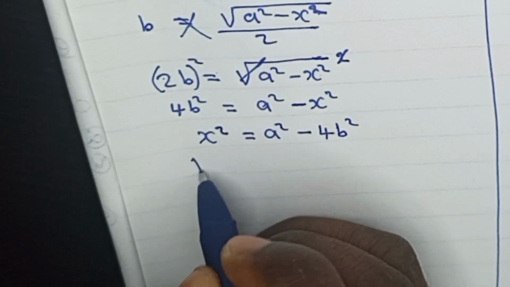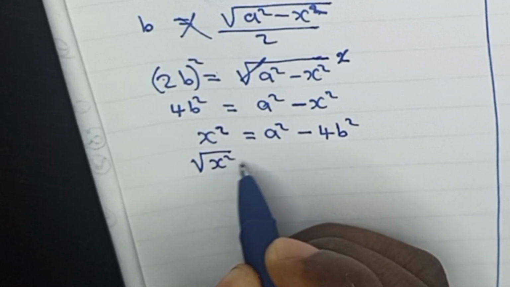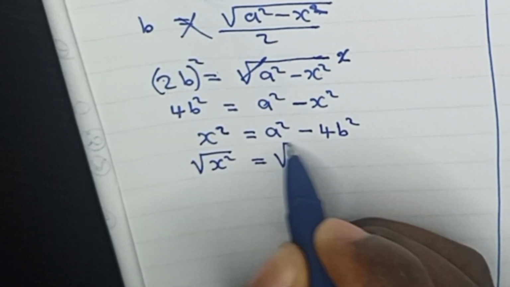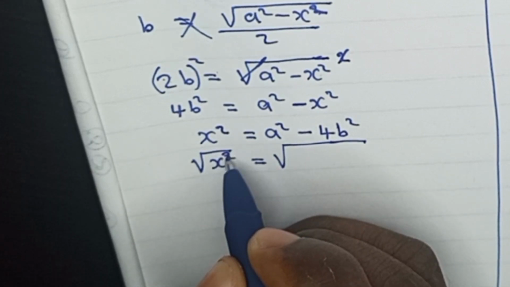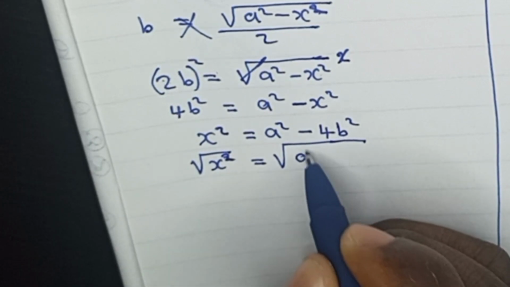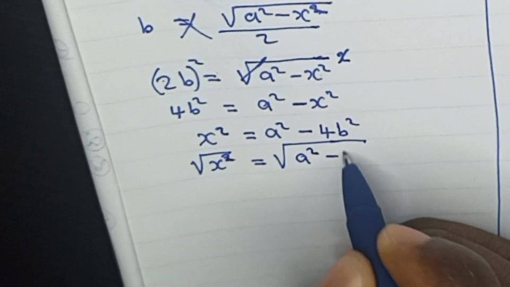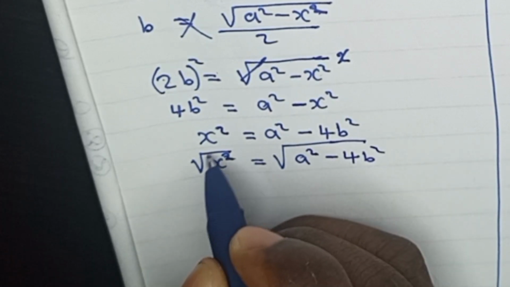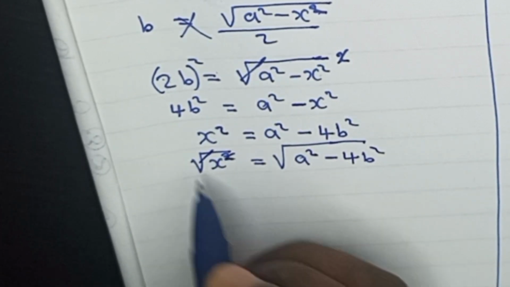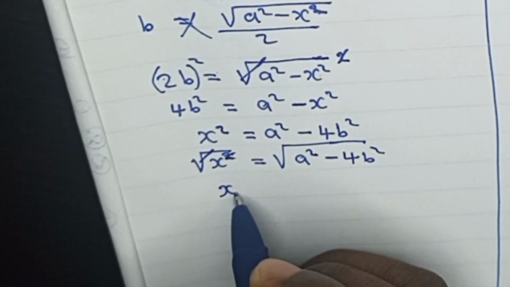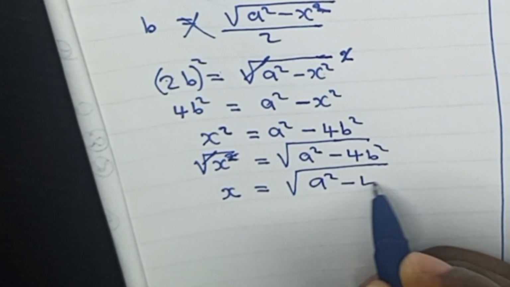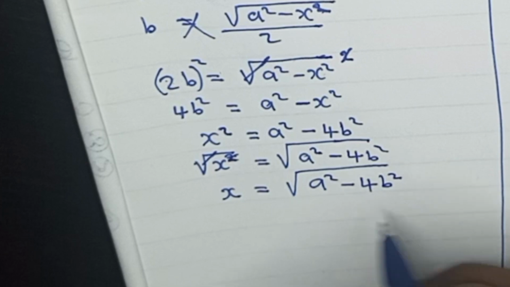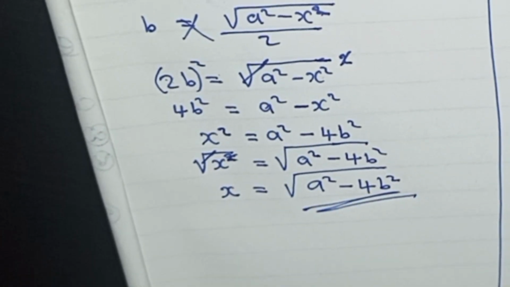So we square root both sides to get rid of, to remove this square, a square minus 4b square. So square root cancels square. We are now left with x is equal to square root of a square minus 4b square. This is our final answer.